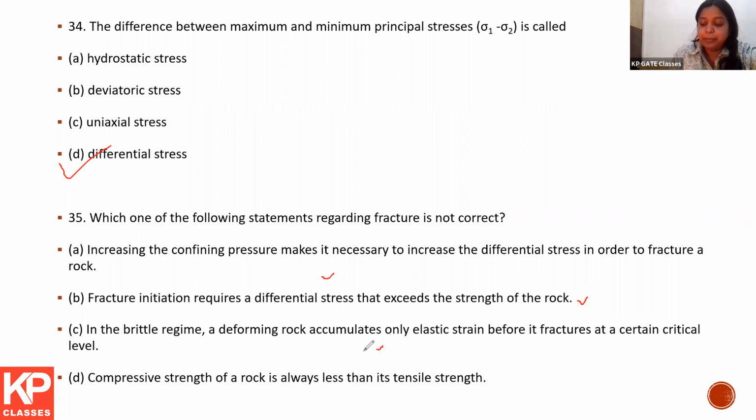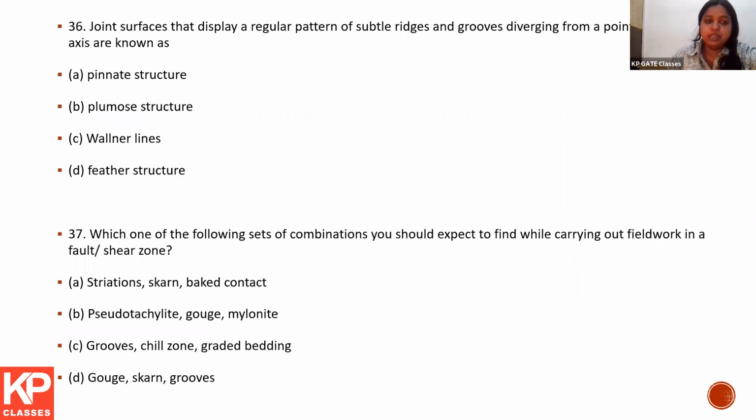That's also a correct statement. Compressive strength of the rock is always less than, no, compressive strength of the rock is always greater than the tensile stress. So this is the not correct option. Okay, so the answer is D. Compressive strength of rock is always greater than that of tensile strength. Next is joint surfaces that display a regular pattern of subtle ridges and grooves diverging from a point or central axis, known as feather structure.